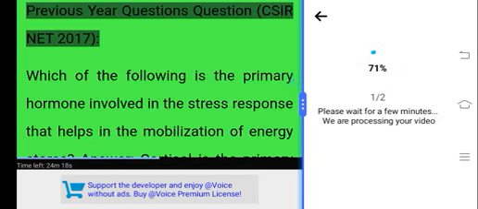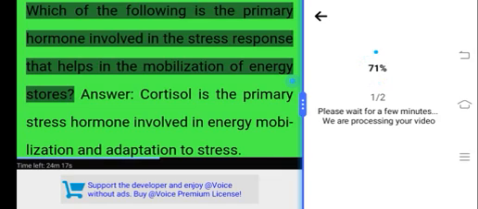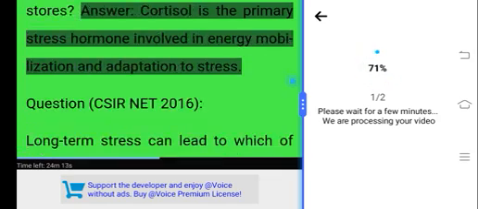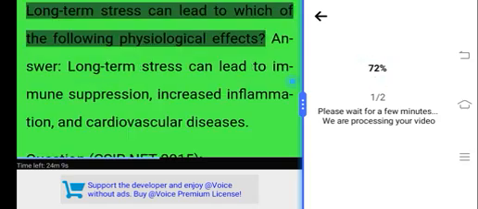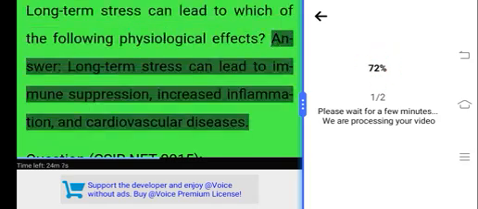Previous year questions. Question. CSIR NET 2017. Which of the following is the primary hormone involved in the stress response that helps in the mobilization of energy stores? Answer. Cortisol is the primary stress hormone involved in energy mobilization and adaptation to stress. Question. CSIR NET 2016. Long-term stress can lead to which of the following physiological effects? Answer. Long-term stress can lead to immune suppression, increased inflammation, and cardiovascular diseases.